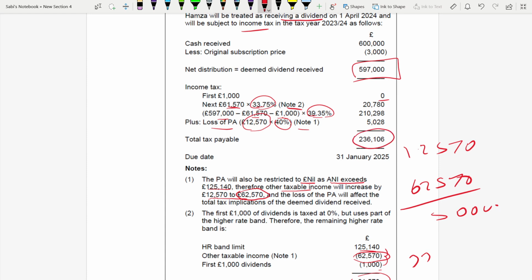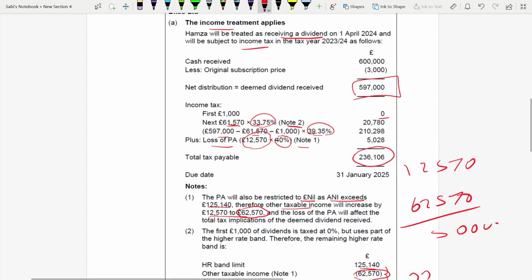When is it payable? This is income tax. You have to recall when you are paying the income tax. So this is the due date, 31st Jan 2025.